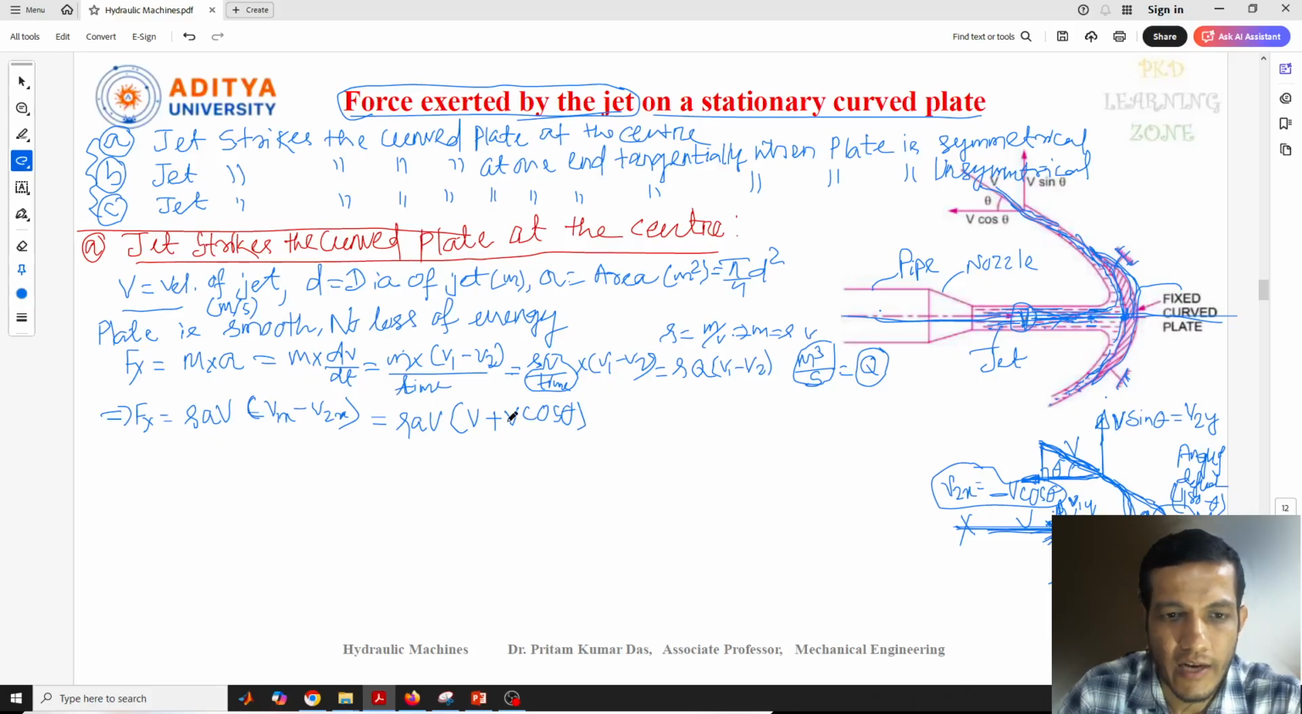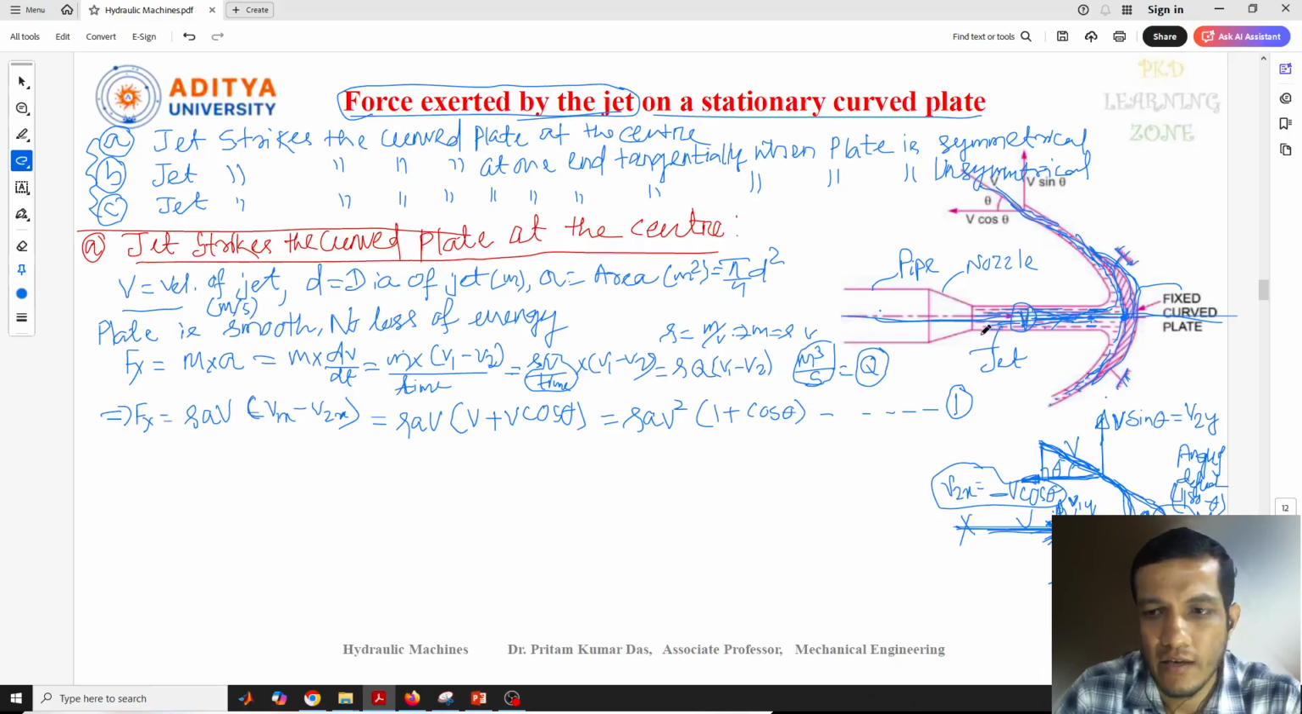Now if I take v common and put it outside, we can write this as rho a v square, and the bracket will be 1 plus cos theta, and this one we can give equation 1. Okay, so this is the force exerted by the jet on the curved plate in the x direction, in the direction of the jet we can say. So this is one part.